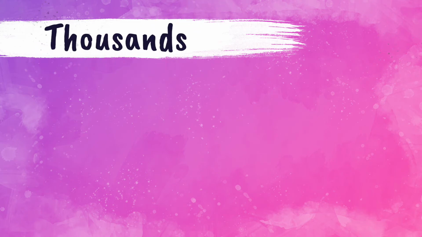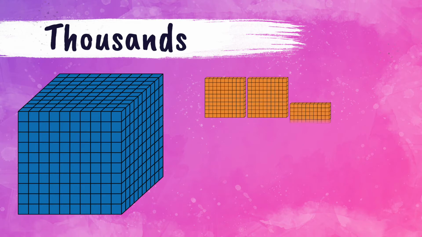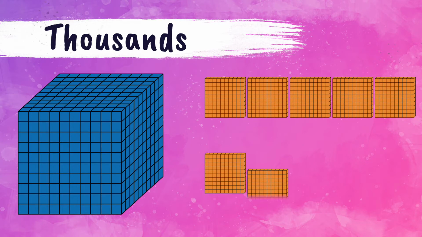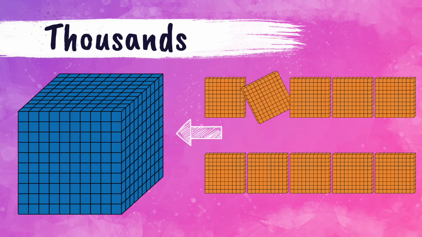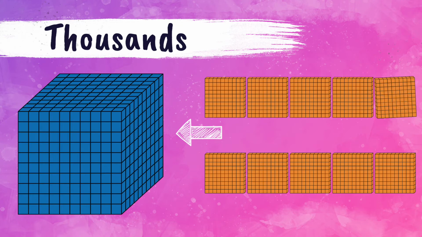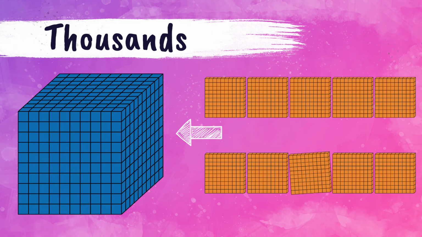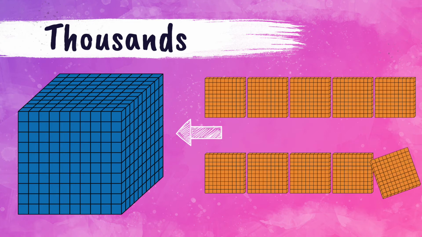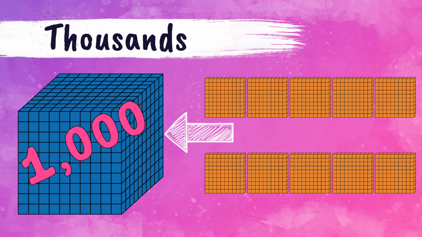The thousands place value is represented by this block. It takes 10 of the 100 blocks to make 1,000. 1, 2, 3, 4, 5, 6, 7, 8, 9, 10. Since each 100 block represents 100, we can count by hundreds. 100, 200, 300, 400, 500, 600, 700, 800, 900, 1,000. So the 10 100 blocks make 1,000.